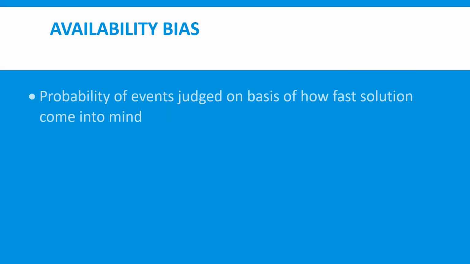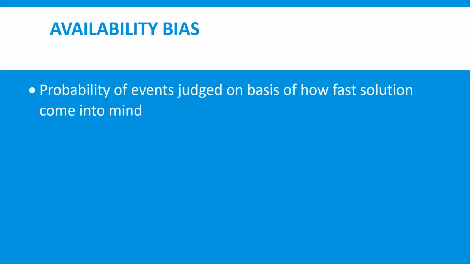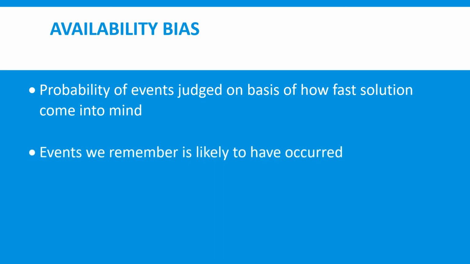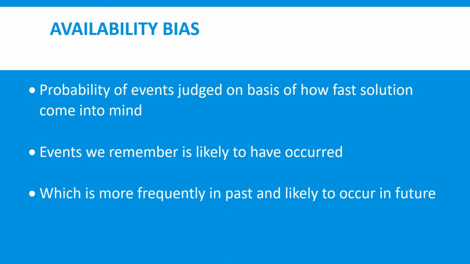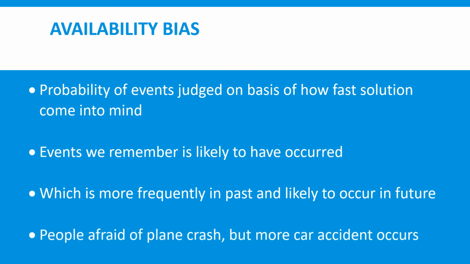Next we have availability bias. It is where the probability of events is judged on the basis of how fast examples come to mind. Events we remember are likely to have occurred more frequently in the past and are likely to occur in the future. People are afraid of plane crashes, but in actuality there are more car accidents than plane crashes.